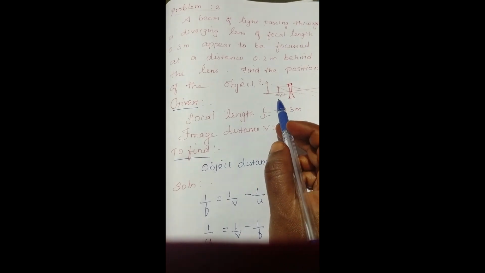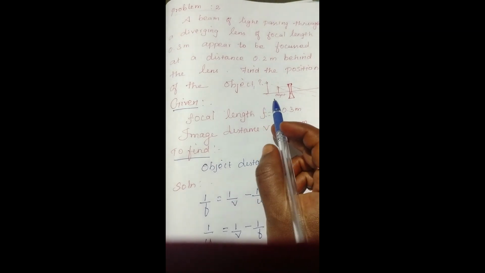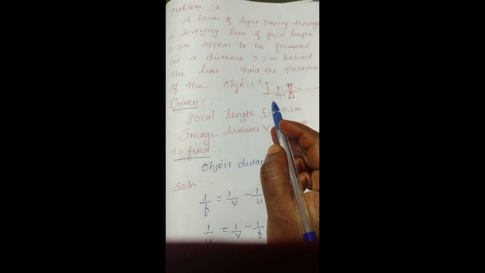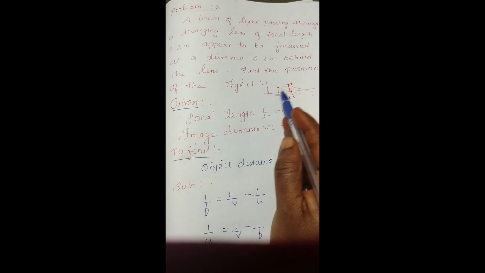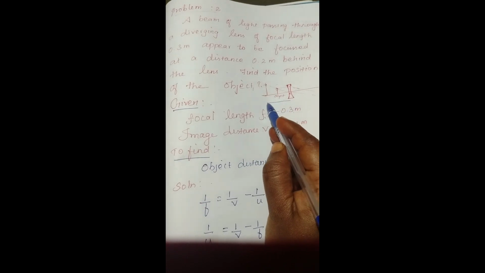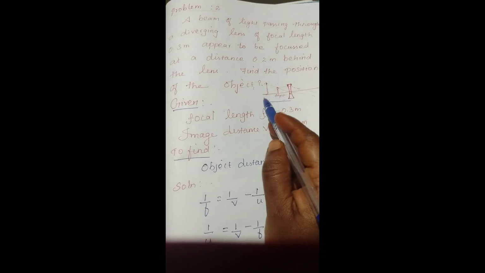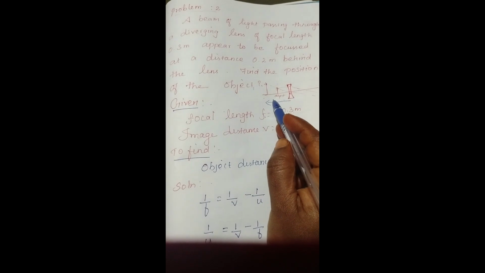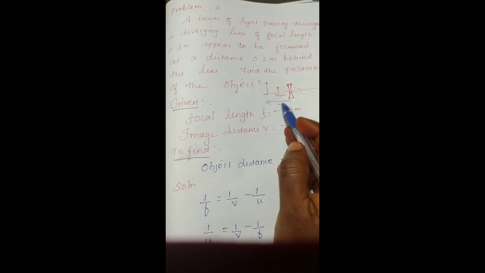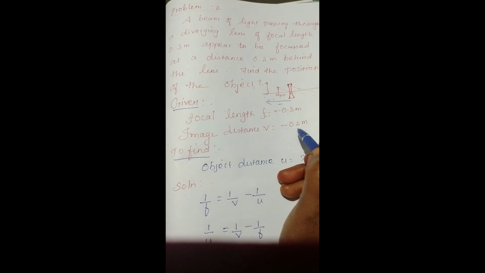You all learned the sign convention rules, the Cartesian sign convention. As per that, whatever distance we measure along the direction of incident light is positive, and opposite to the direction of incident light is negative. So we measure the image distance from here to here, which is opposite to the direction of the incident light. So we have to put the minus symbol. So minus 0.2 meter.